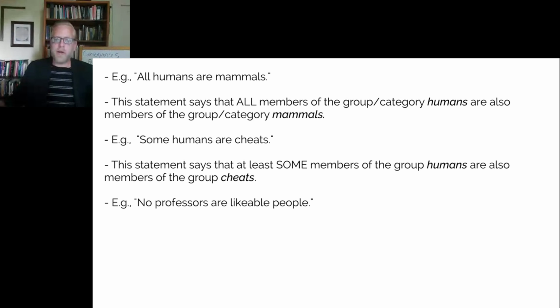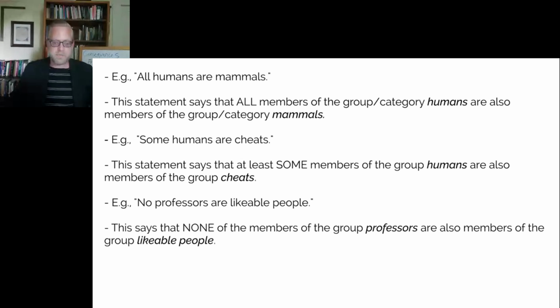Here's the category of professors and the category of likable people. And it's saying there's no overlap there at all. That's what it's saying: that if you're in the category of professors, you're not in the category of likable people. That's the way this works.